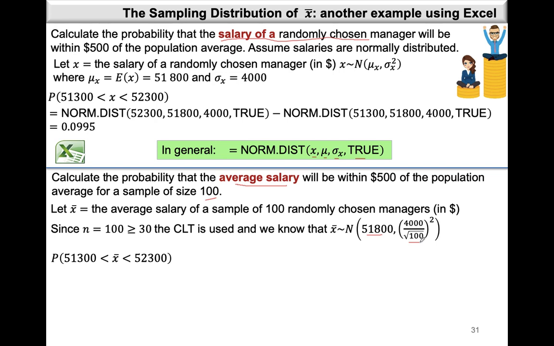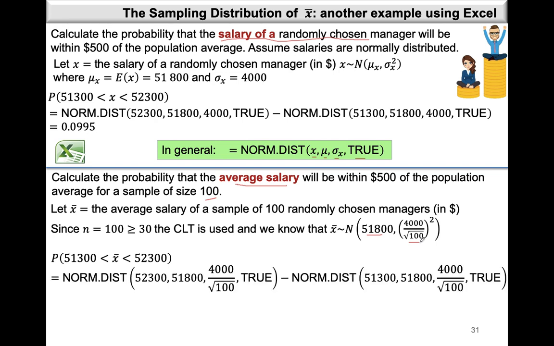So this is equal to norm.dist(52,300, which is the value of X bar, comma 51,800 the mean, comma 4,000 over square root of 100, the standard deviation of X bar, comma true, since we're interested in the area to the left of 52,300, minus norm.dist, and in the brackets it will be 51,300, the value of X bar, comma 51,800 the mean, comma 4,000 over the square root of 100, which is the standard deviation of X bar, comma true, since we once again want the area to the left of 51,300.